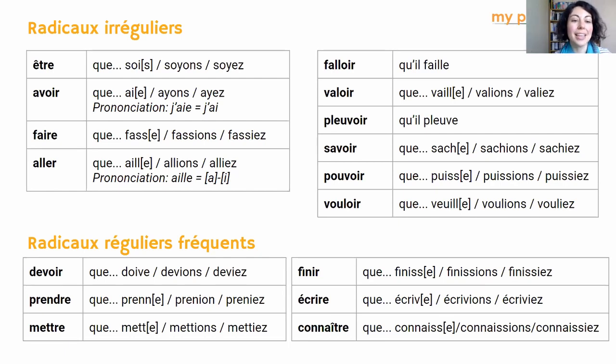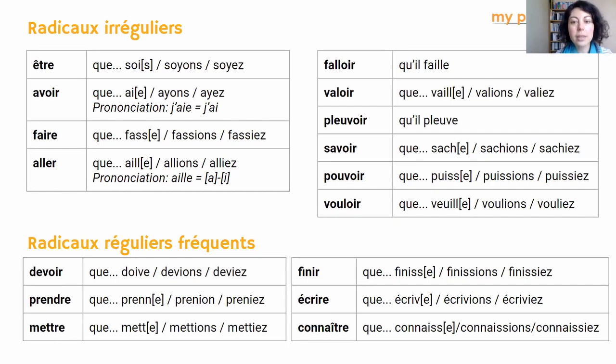Aller, que j'aille, que nous allions, que vous alliez. So this one, I know a lot of people get confused between avoir and aller. Aller is 2 syllables, A-I. It's like you pronouncing the 2 letters individually. A-I, que j'aille, que tu ailles, qu'il aille. And nous and vous is a bit different, que nous allions, que vous alliez. So it's not the ye, it's a li, lion, lié. Que j'aille, que nous allions, que vous alliez.